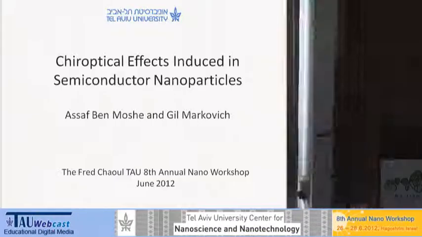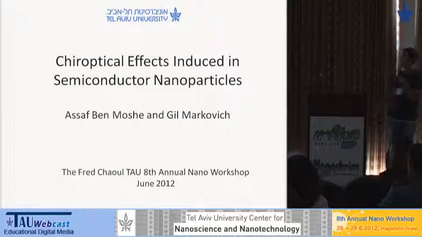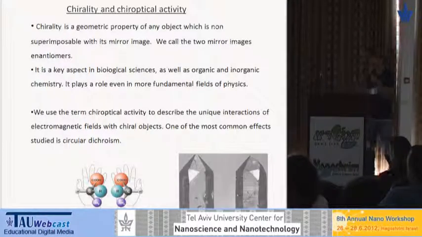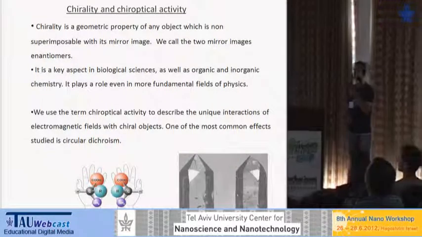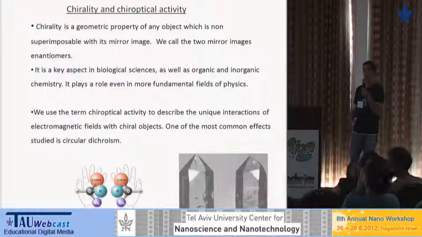And I want to tell you a bit about chirality at the nanoscale, and specifically in semiconductor nanoparticles. So a few basic concepts to begin with. Chirality is a geometric property of any object which is non-superimposable with its mirror image.